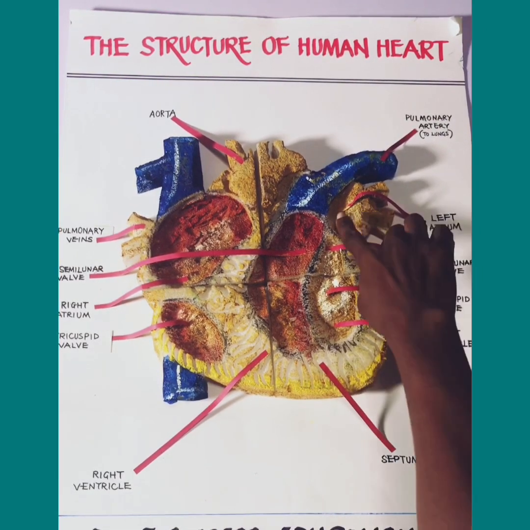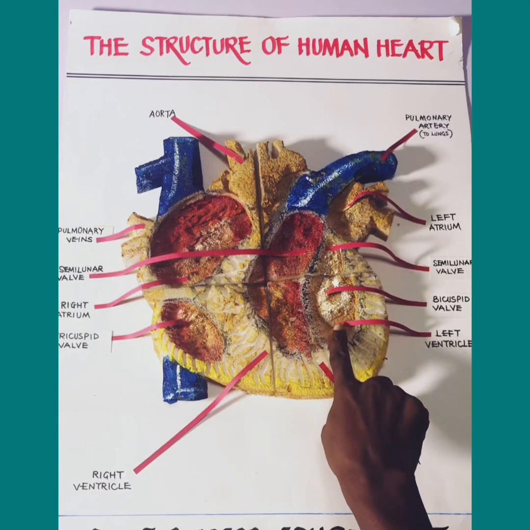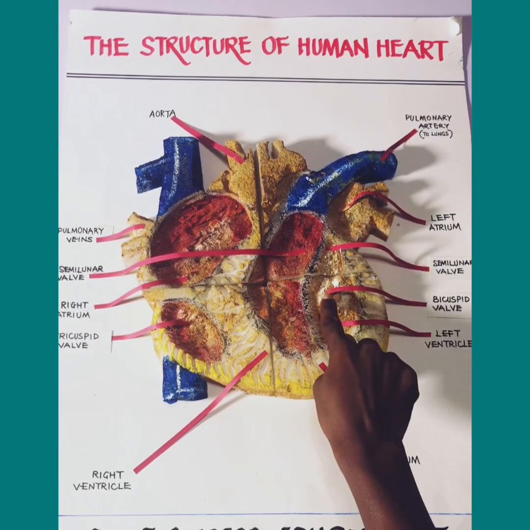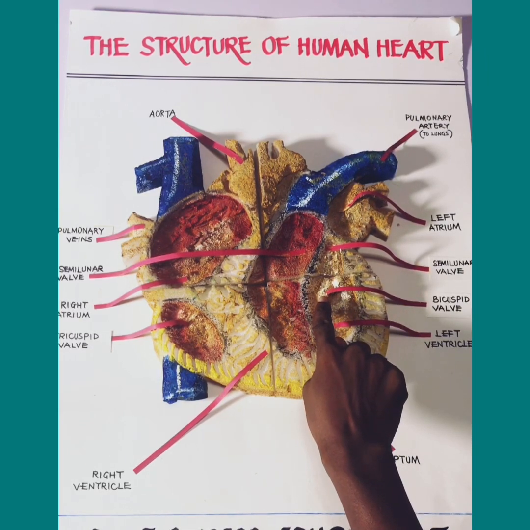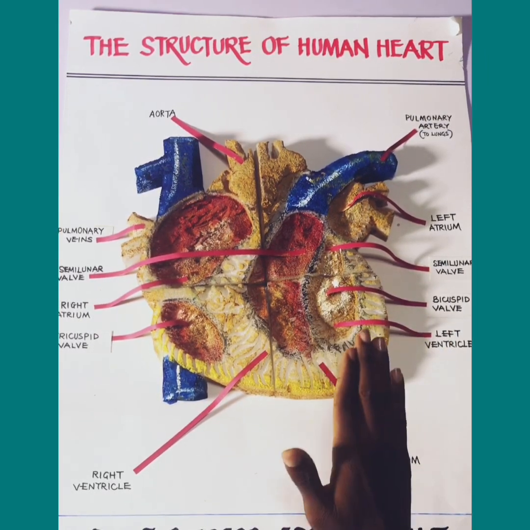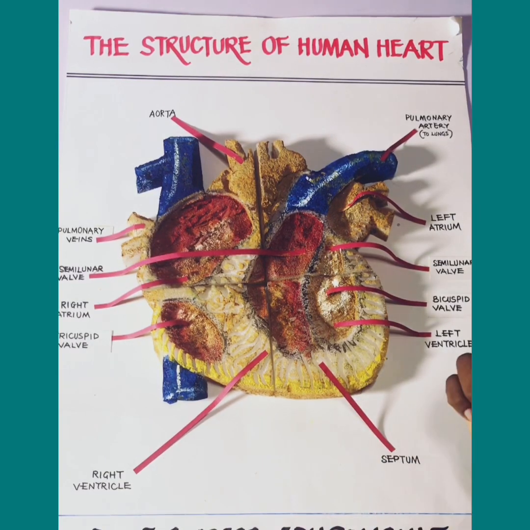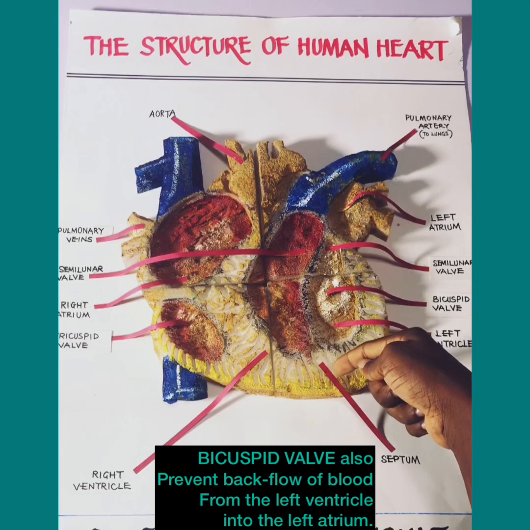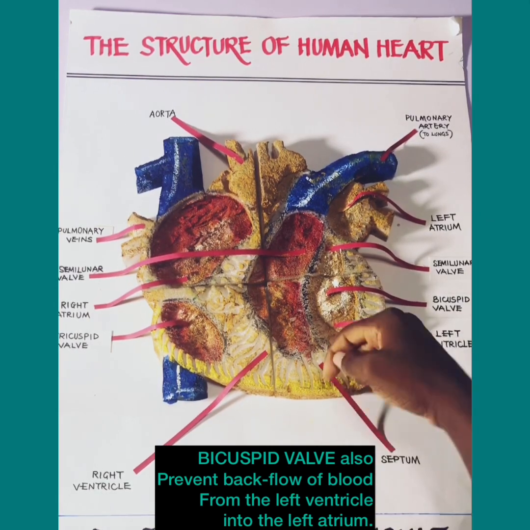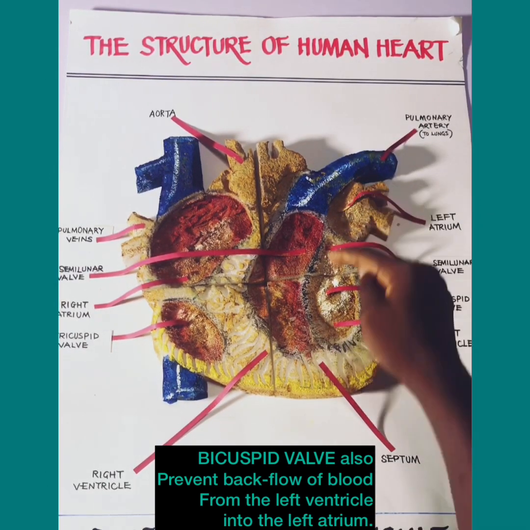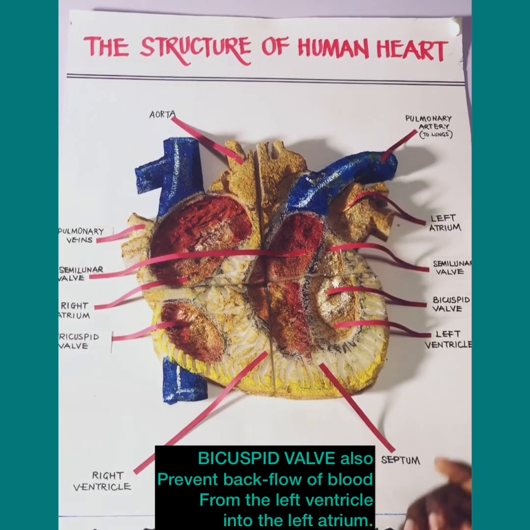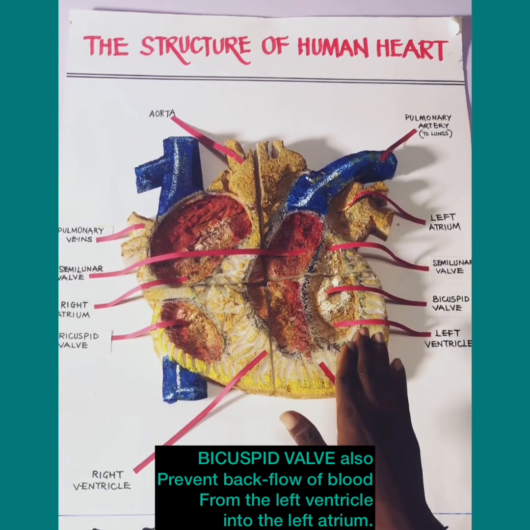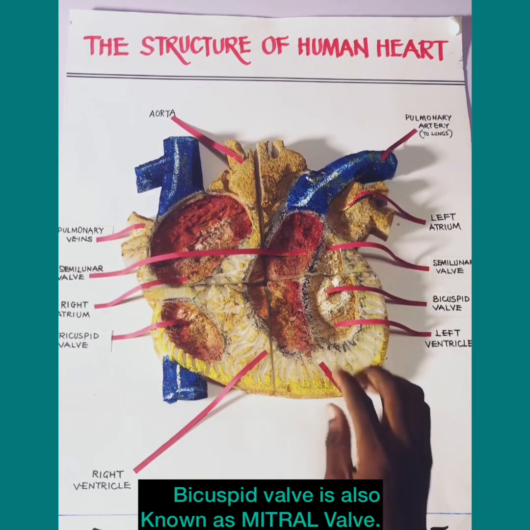Now remember, in between the left atrium and the left ventricle, there is a valve present. That valve is known as the bicuspid valve. As you can see, the bicuspid valve is somewhere here. So what is the function of the bicuspid valve? It helps prevent blood that enters from the left atrium or auricle into the left ventricle from flowing back. It prevents the backflow of blood from here into this place. So when you understand that, this bicuspid valve is otherwise known as the mitral valve. So that is clearly explained there.